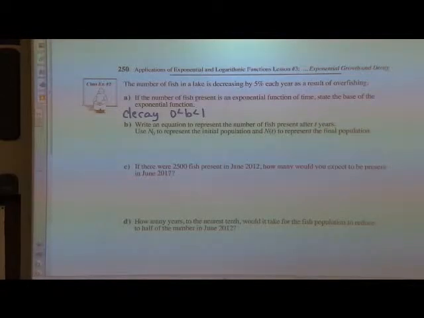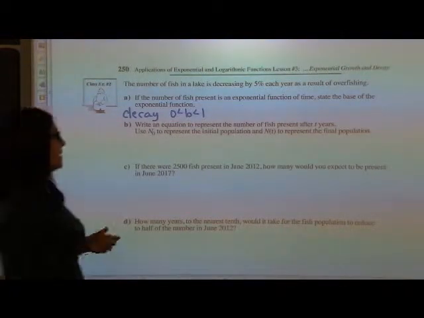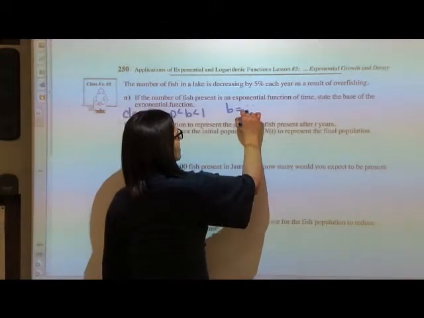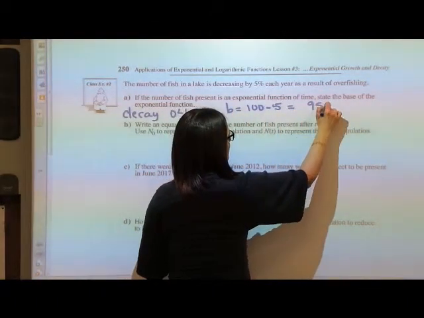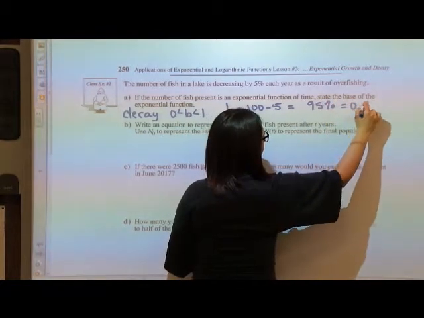So in the last question, we determined what the total amount would be, and that's how I got the 1.045. That's the total population. If I'm decreasing by 5%, what is my total population remaining? 95%. So my b value would be 0.95.